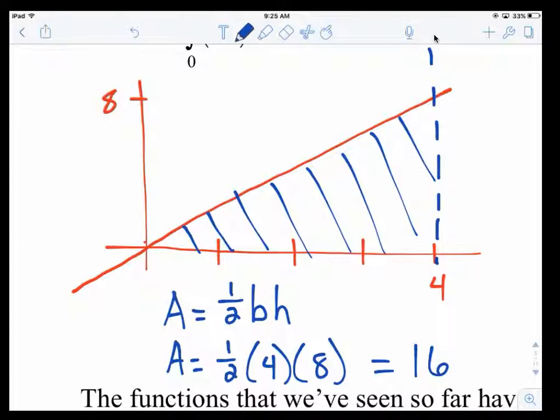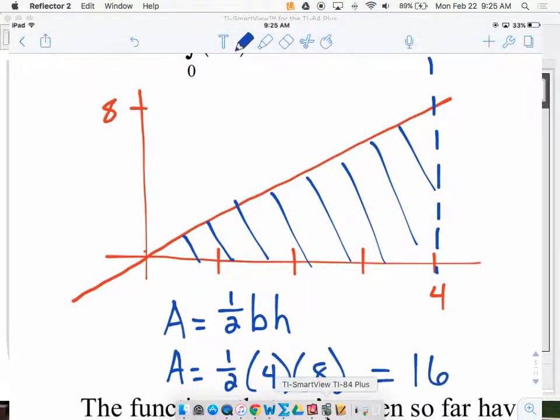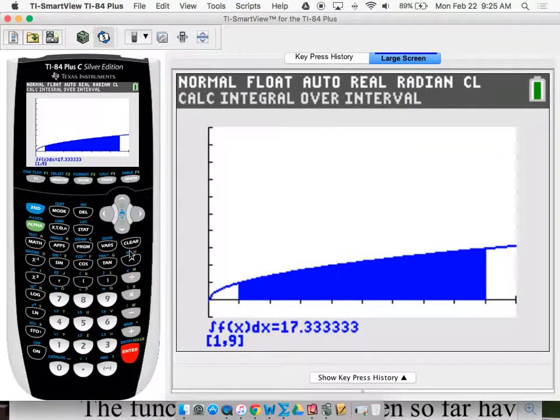Now, if you do it on the calculator, do we get 16? Yep.